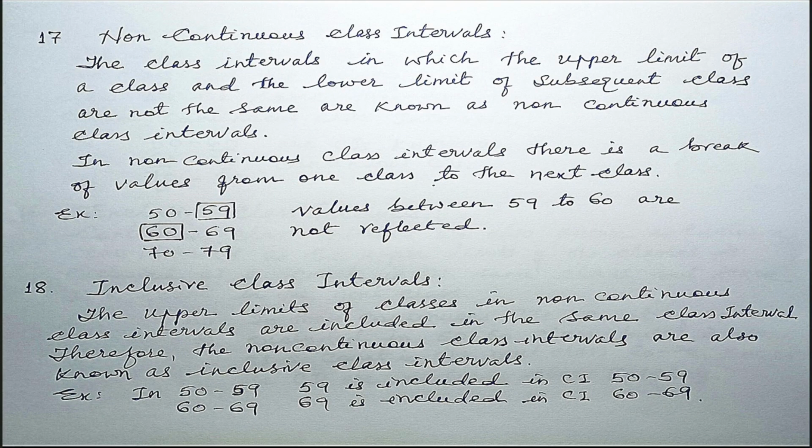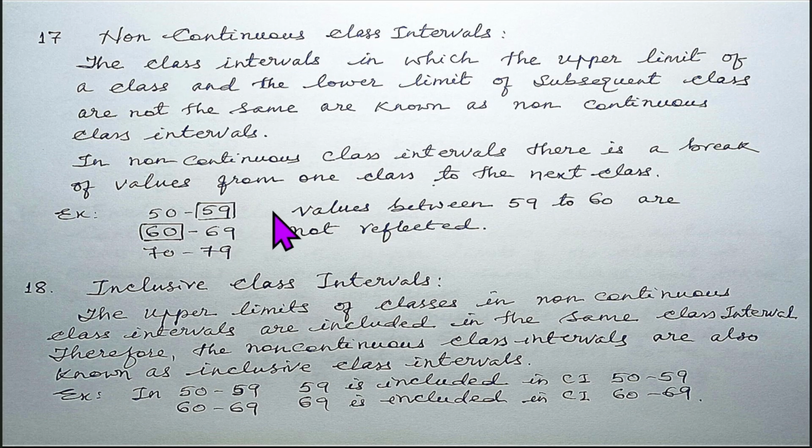Now coming to the non-continuous class intervals, the class intervals in which the upper limit of a class and the lower limit of the subsequent class are not the same. Please understand this. Let us understand this with an example. If you consider these class intervals 50 to 59, 60 to 69, 70 to 79, 59 is the upper limit of the first class interval, and the next class interval starts at 60. So 59 and 60 are not the same here, and therefore they are non-continuous class intervals.